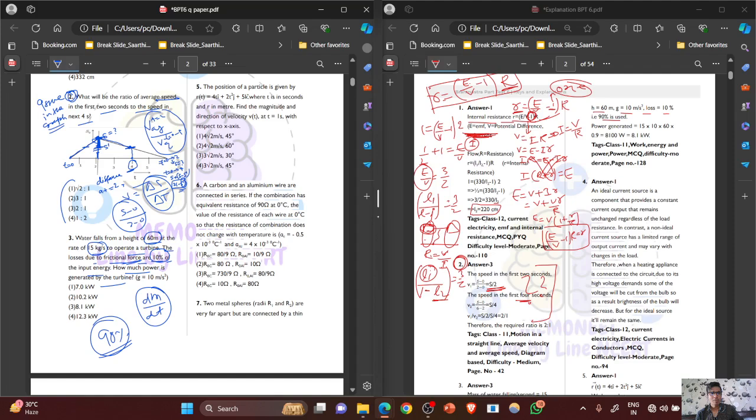So we can understand one thing, that power is given by what? Power is simply force into velocity, and the water falls from this height. Or power can be found in this way also. Force is simply mass into acceleration. Mass into acceleration means what? Mass into acceleration.